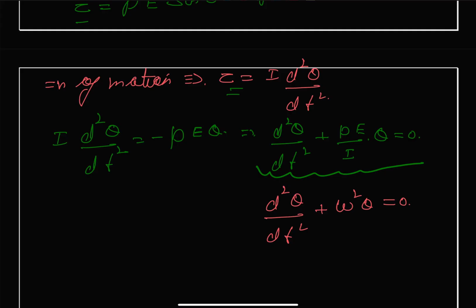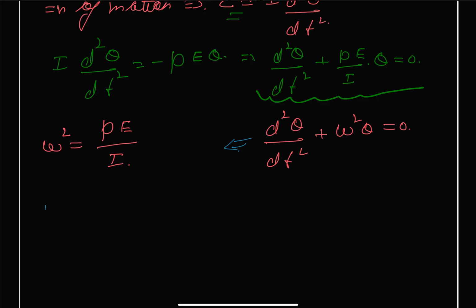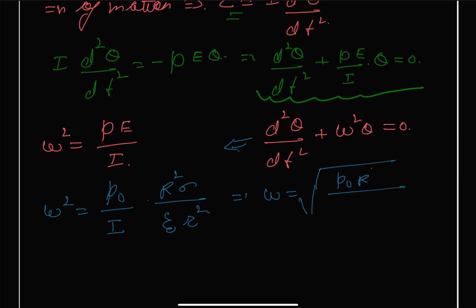So this one-to-one comparison gives us that omega square will be equal to the dipole moment P times E divided by I. And we already know the equation for the electric field. So we substitute it, we get omega square is equal to, and dipole moment is given as P naught. So we substitute it as P naught divided by I, and we get this as R square sigma divided by epsilon naught small r square. And from here we can say our omega is equal to square root of P naught R square sigma divided by I epsilon naught small r square.